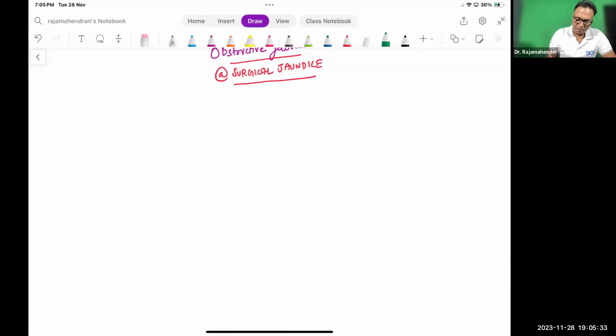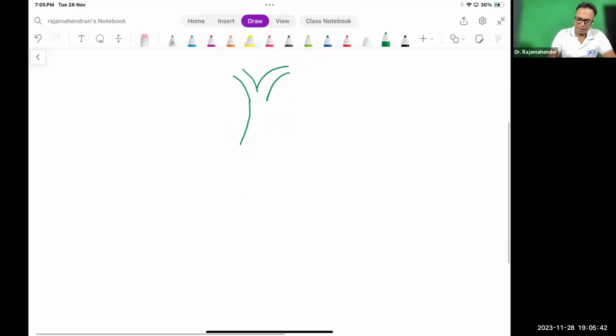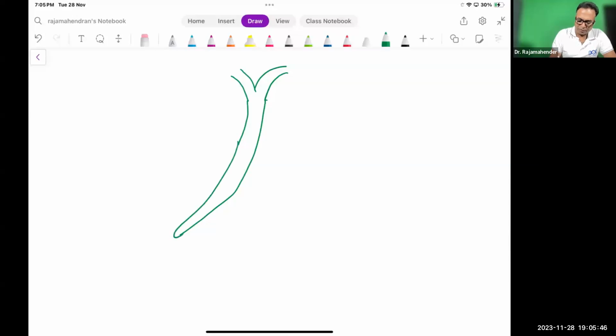So please understand the anatomy here. To understand surgical jaundice, you should understand the anatomy. This is the right hepatic duct. This is the left hepatic duct. Now it becomes the common hepatic duct, and this is the common bile duct after joining with the cystic duct. This is the gallbladder with the cystic duct. So: right duct, left duct, common hepatic duct, common bile duct, and gallbladder. The normal length of the common hepatic duct is 2.5 centimeters.